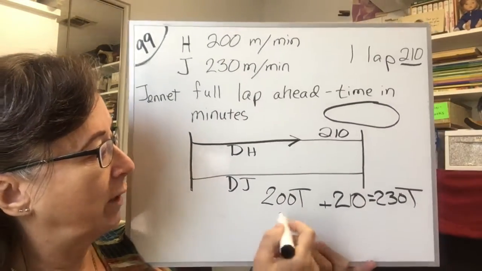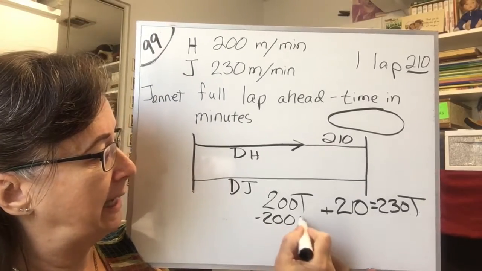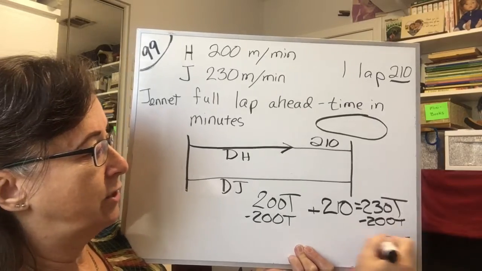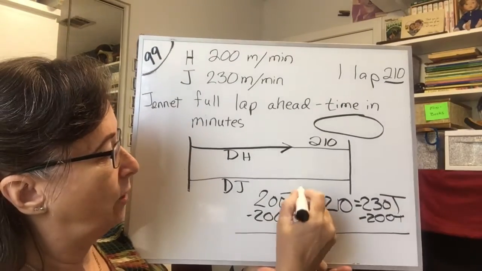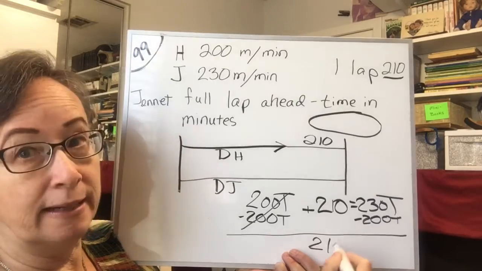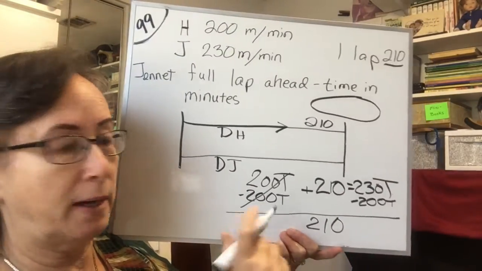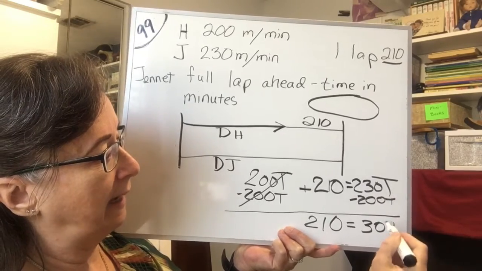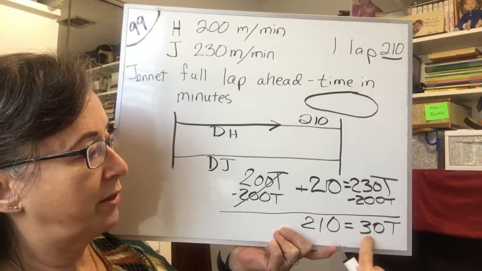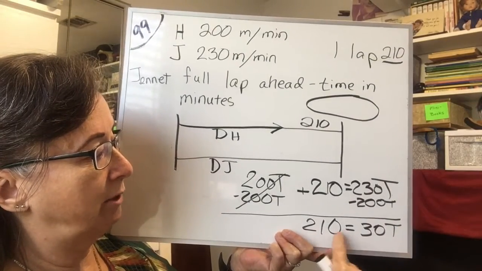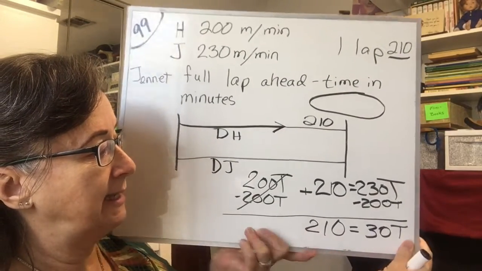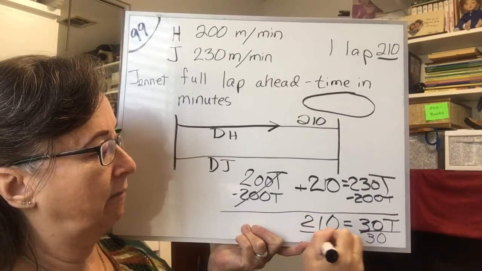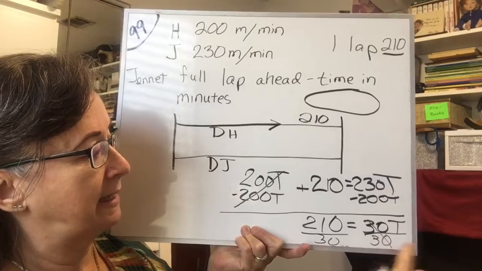Okay, so we're just going to subtract 200t and subtract 200t over here to get all of our t's on one side. So on this side, we're going to have 210. And then on this side, we're going to have 30t. Okay, so 30 times the time is 210. Now let's just make this easier. Divide by 30, divide by 30, right there, gets our t all by itself.